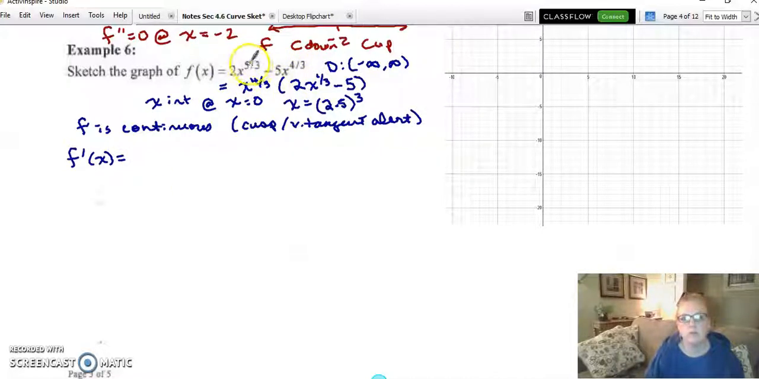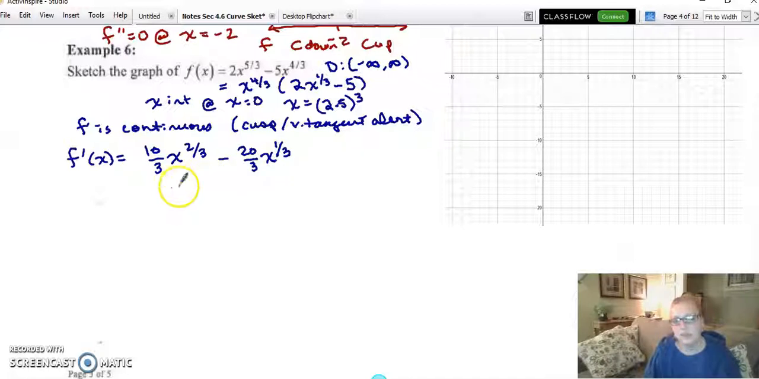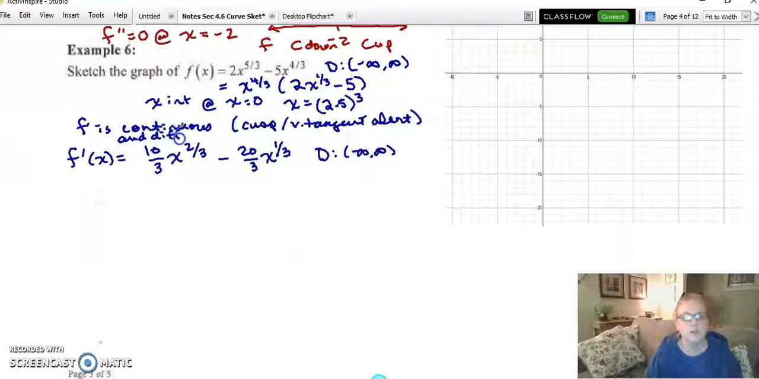Easy power rules. We would have 2 times 5/3, 10/3 x to the 2/3 (subtracting 1), minus 5 times 4/3, 20/3 x to the 1/3 (subtracting 1). Taking a look at that, it has a domain of negative infinity to infinity and does not have any discontinuities. So just by looking at this derivative, I now know that f was continuous and differentiable, and so now we've taken care of that.